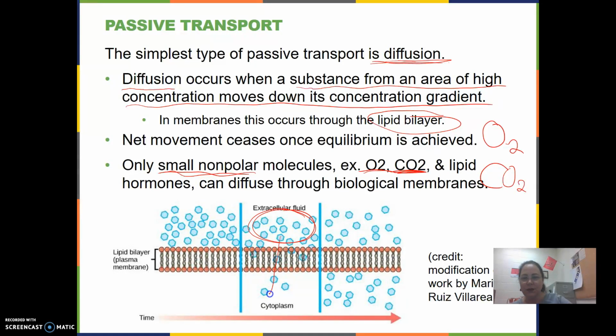This substance can diffuse directly through the phospholipid bilayer from where its concentration is high to where its concentration is low. That is what we mean when we say down its concentration gradient. Concentration gradient is concentration difference. And then you're going to have diffusion until equilibrium is reached. So the concentration is the same on either side of the membrane.